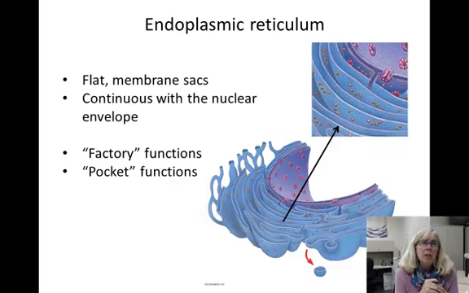Next, the endoplasmic reticulum is a series of many flat sacs made of membrane, just like the plasma membrane. The endoplasmic reticulum is actually continuous with the nuclear envelope, as you can see here. It has two main functions that vary in different cells, and I like to call them factory functions and pocket functions. By factory, I mean that the ER is responsible for manufacturing new molecules and breaking down existing molecules. By pocket functions, I mean that many molecules or ions are kept separate from the cytoplasm by being stored inside the lumen of the ER.